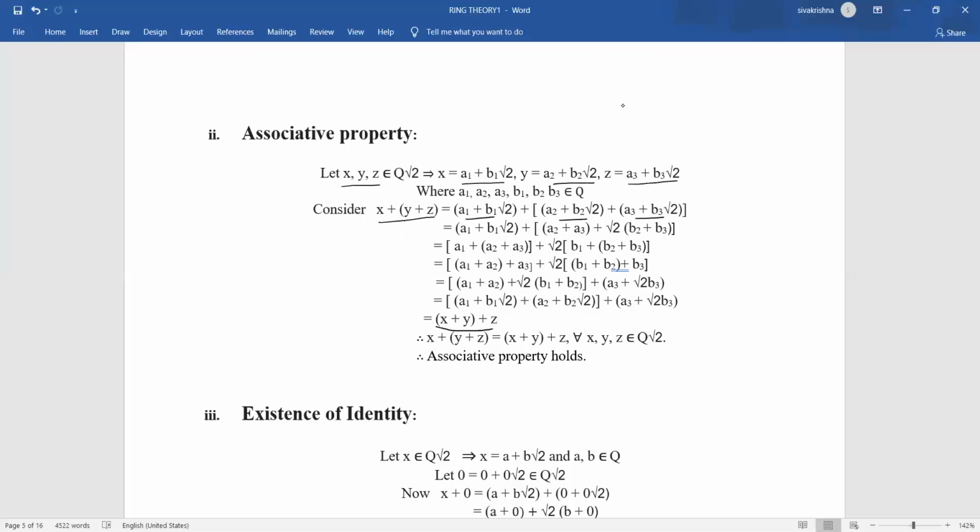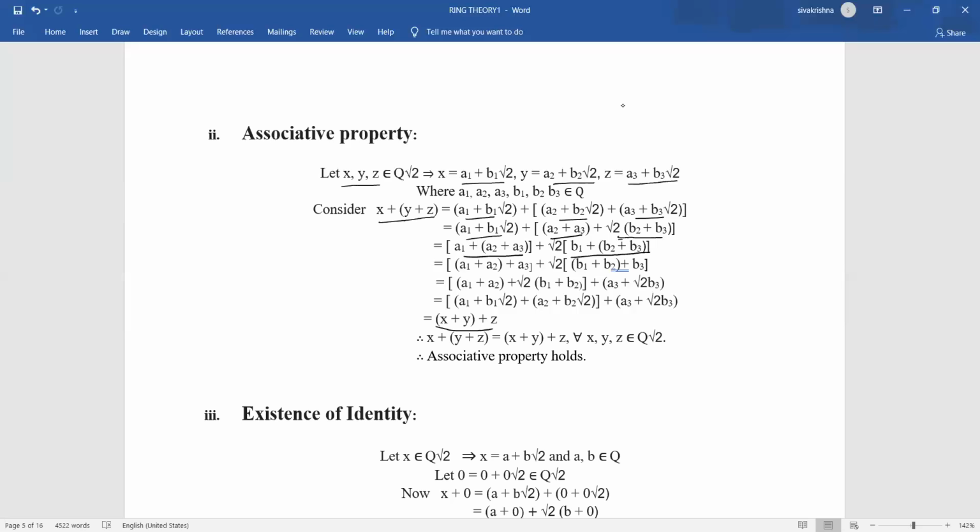So I am writing x as usually and I am adding both y and z. The first term of y and the first term of z gives a2 plus a3, and the second term of y and the second term of z gives root 2 into b2 plus b3. Now the first term of x with the first term of y plus z gives a1 plus of a2 plus a3, and the second term of x with the second term of y plus z gives root 2 into b1 plus of b2 plus b3.